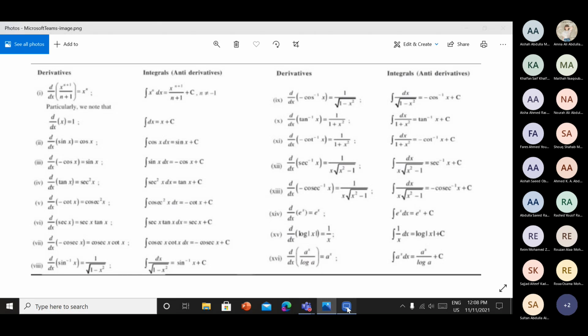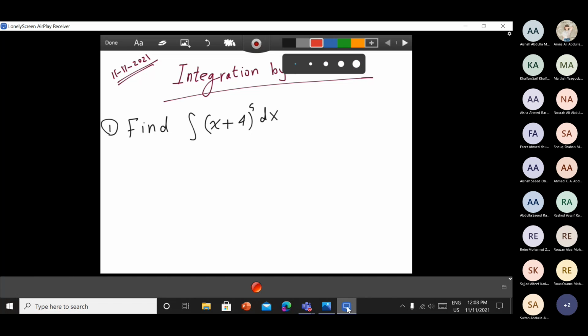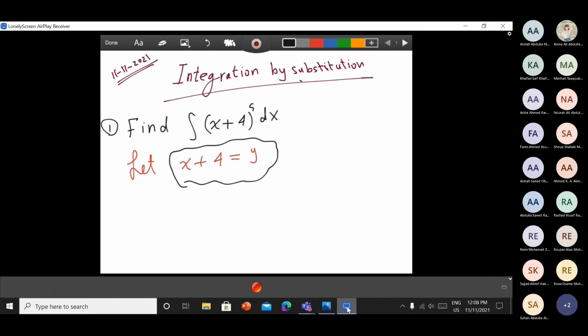So the substitution will be what? The substitution: you let x plus 4 equal to something else, y, z, whatever you like. I call it y. So this substitution will change everything in terms of x into y, right? So I will replace x plus 4 by y. What about dx? To find dx, I have to differentiate y.